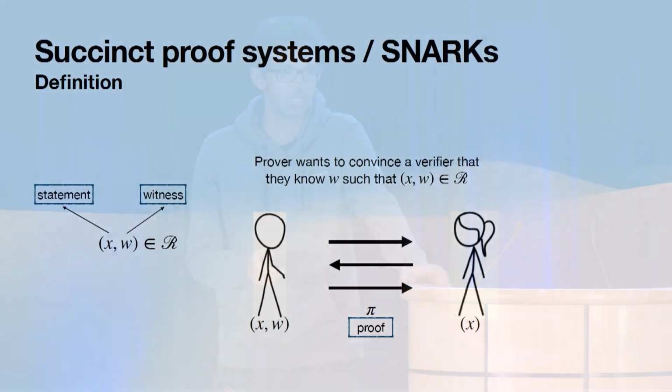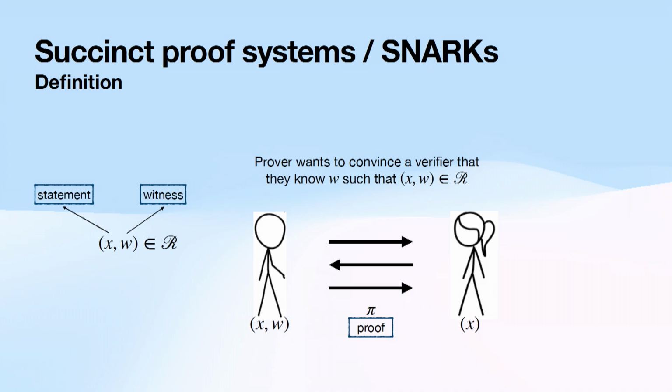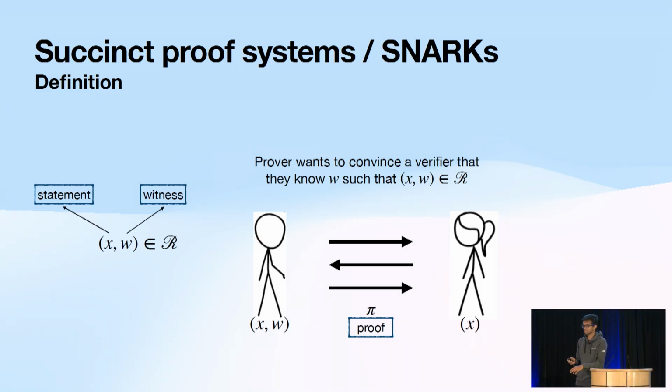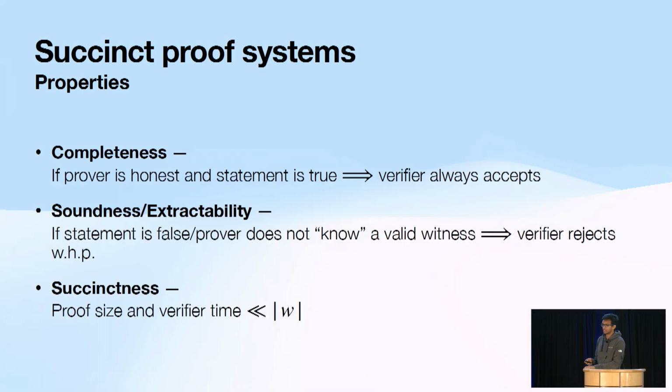Starting with the provable part, something you may have seen before. What are proof systems or SNARKs? You have a prover and a verifier, and the prover wants to prove something to the verifier, to say that this statement is true, or that I know a witness for this statement. The prover sends a proof to the verifier, who looks at it and then decides whether to accept or reject. And we want these standard properties of completeness, soundness, and succinctness.